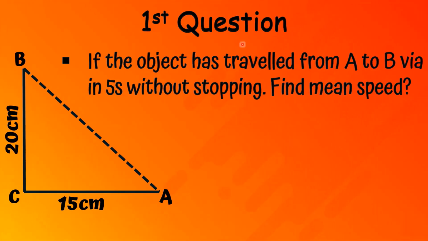First question, Roman number 4. If the object has traveled from A to B in 5 seconds without stopping, find the mean speed. Mean speed means total distance divided by total time.